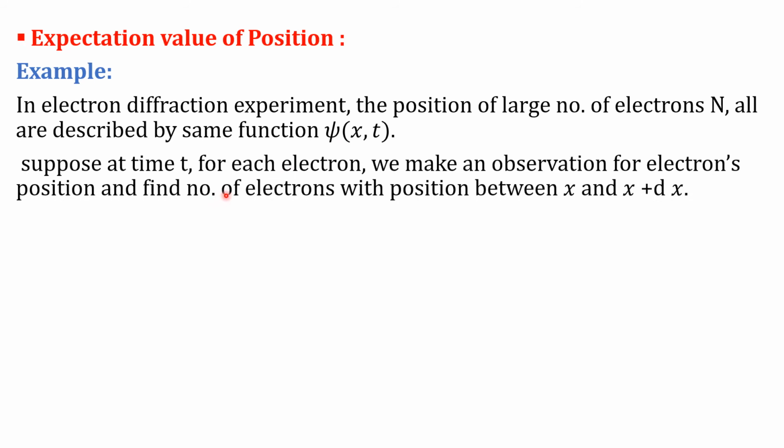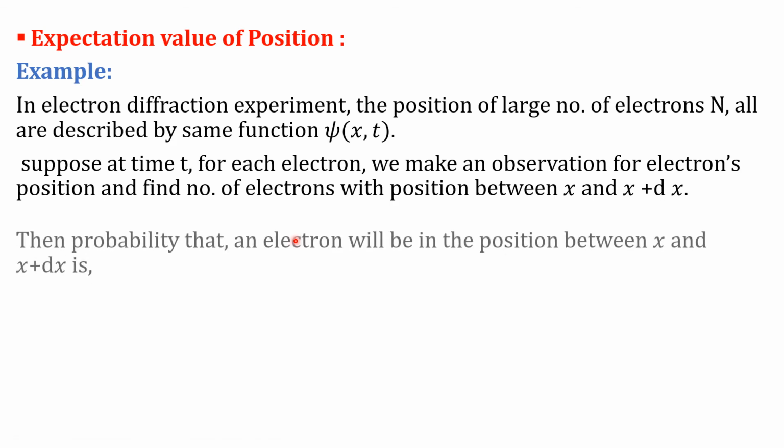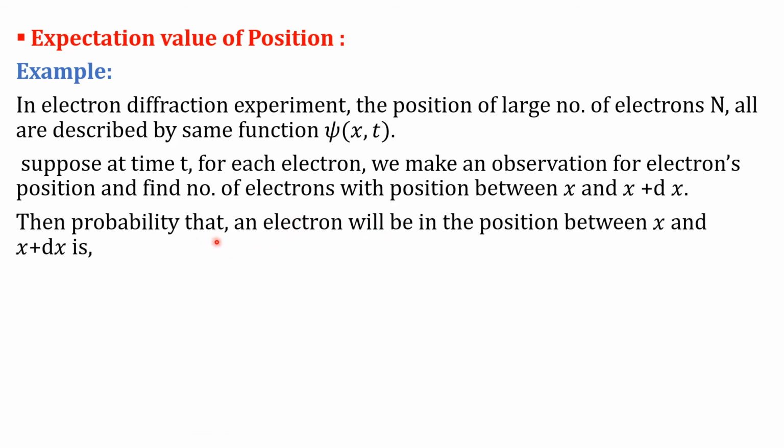Here we find, for each electron at time t, what its position is. For that purpose, we take observations of the electrons' positions and find the number of electrons with position between x and x plus dx. Then we get the probability that an electron will be in the position between x to x plus dx.